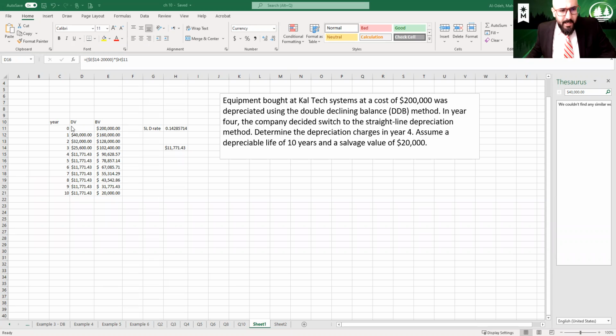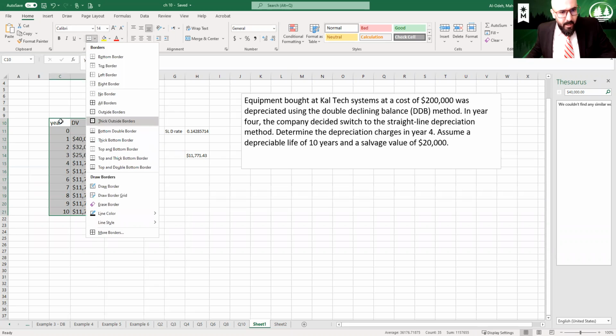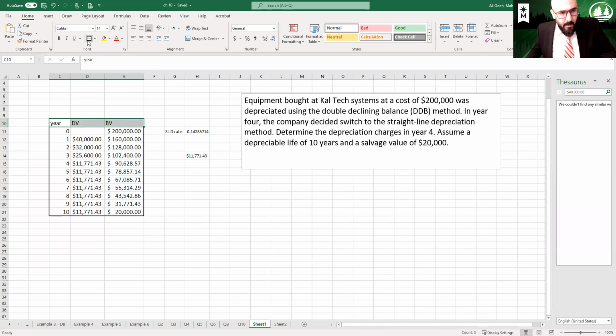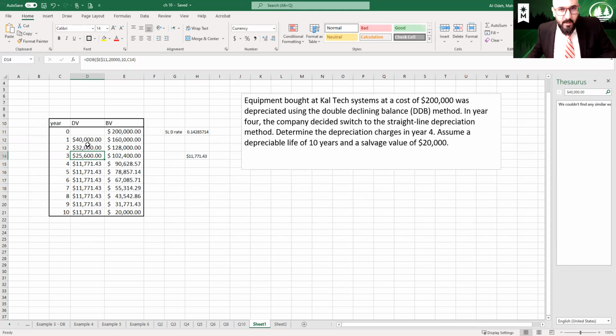All right, so what I did here, I built a depreciation table for 10 years, even though not all of these are required, but this is how I answer the question. Starting from year 0 all the way to 10, starting with double declining using the function DDB with 200,000, 20,000 as a salvage value. This asset will last for 10 years and we are on year 1. And then I did the same thing for year 1 and year 2. So we found out what the depreciation values would be for these years.